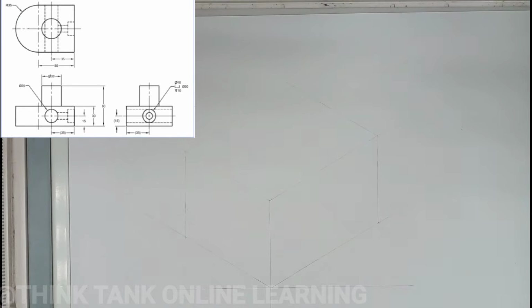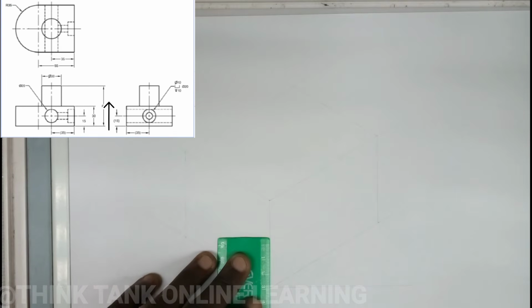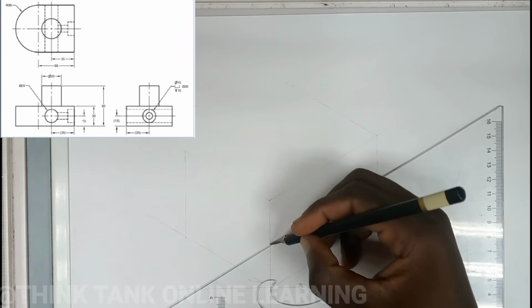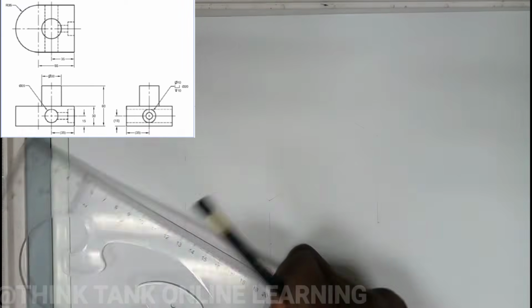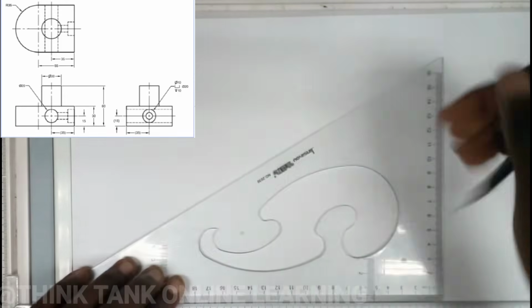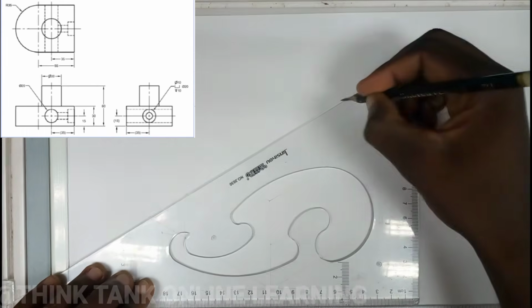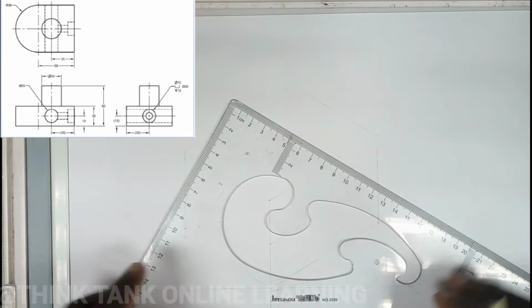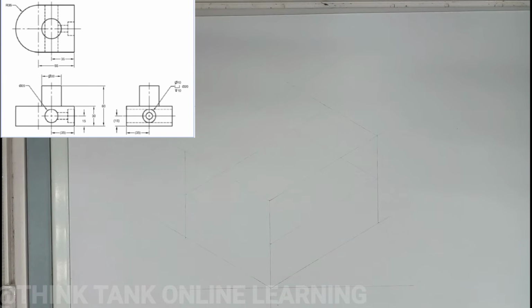Then I have to measure a height of 30 in order to draw that base. This is the height of 30. You should not get confused with too many construction lines. You should focus on what you're drawing.